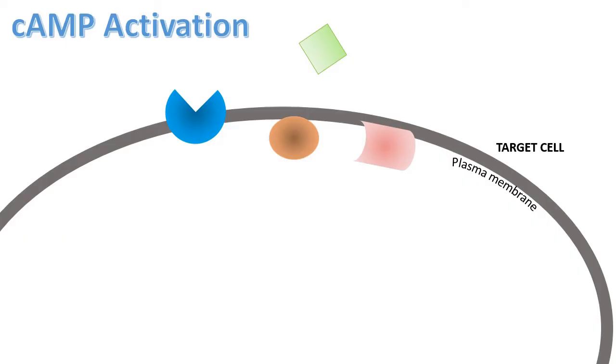The second mechanism is cyclic AMP activation, or cAMP activation. Here we have the peptide hormone and receptor protein. Compared to the previous gene activation, our receptor protein in cAMP activation resides on the plasma membrane of the target cell. We also have G protein and adenylyl cyclase.